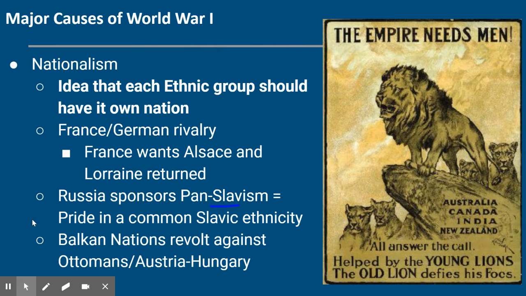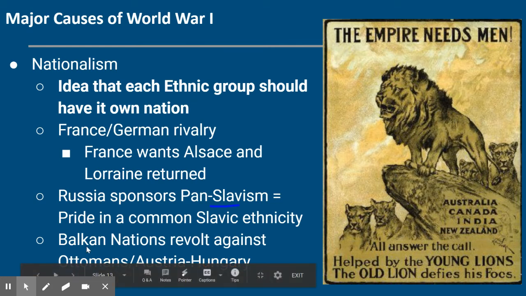So Russia wants to extend their influence to those nations, and a lot of those nations are either A, independent, or B, ruled by multi-ethnic empires who don't want the Russian influence there. So again, it's causing more and more distrust.